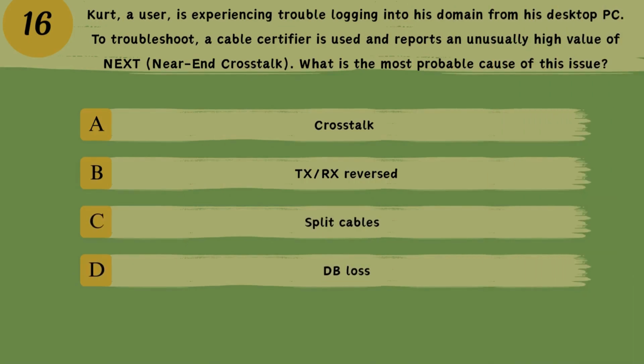Question 16. Kurt, a user, is experiencing trouble logging into his domain from his desktop PC. To troubleshoot, a cable certifier is used and reports an unusually high value of NEXT, near-end crosstalk. What is the most probable cause of this issue? A. Crosstalk. B. TX-RX reversed. C. Split cables. D. dB loss. Correct answer: A. Crosstalk.